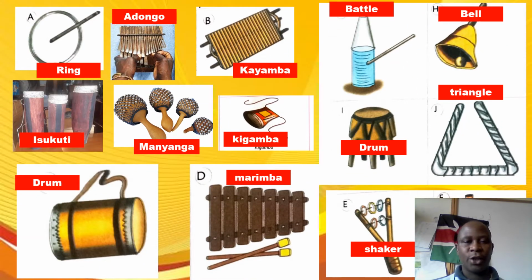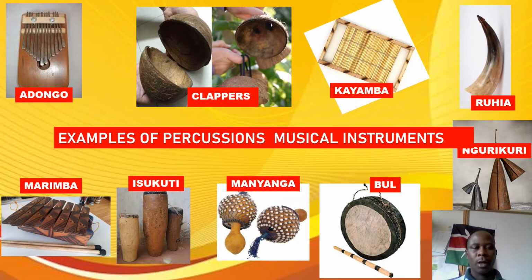These are various examples of percussion musical instruments. I'll mention just a few. The others you will see. We have adongo, kayamba, bell, ring, marimba, manyanga, kigamba, and others. Still examples of percussion musical instruments: adongo, clappers, kayamba, ruhia, marimba, isukuti, manyanga, and others.